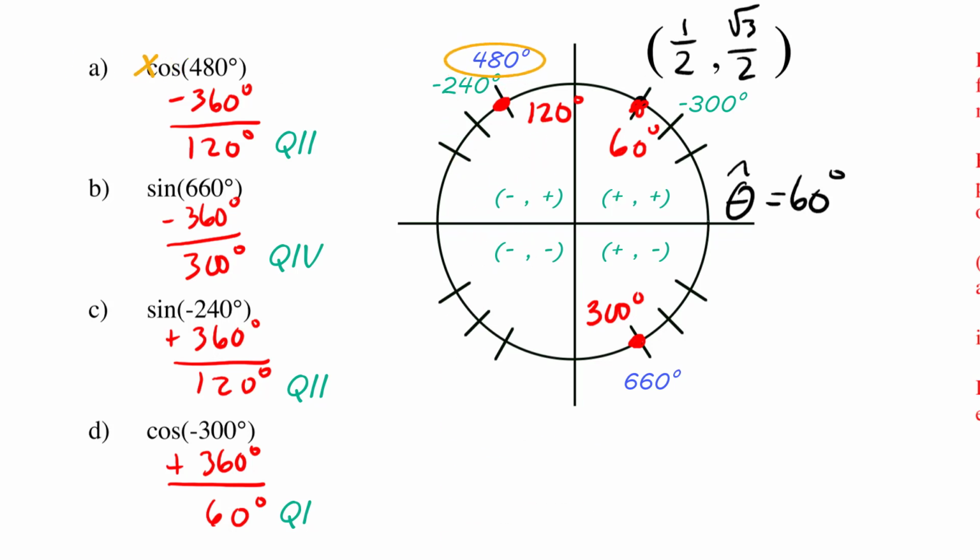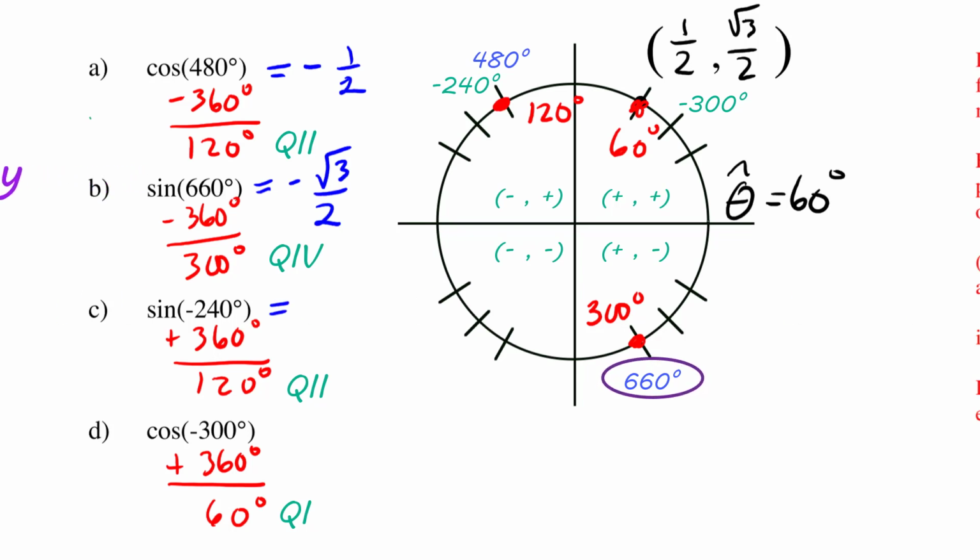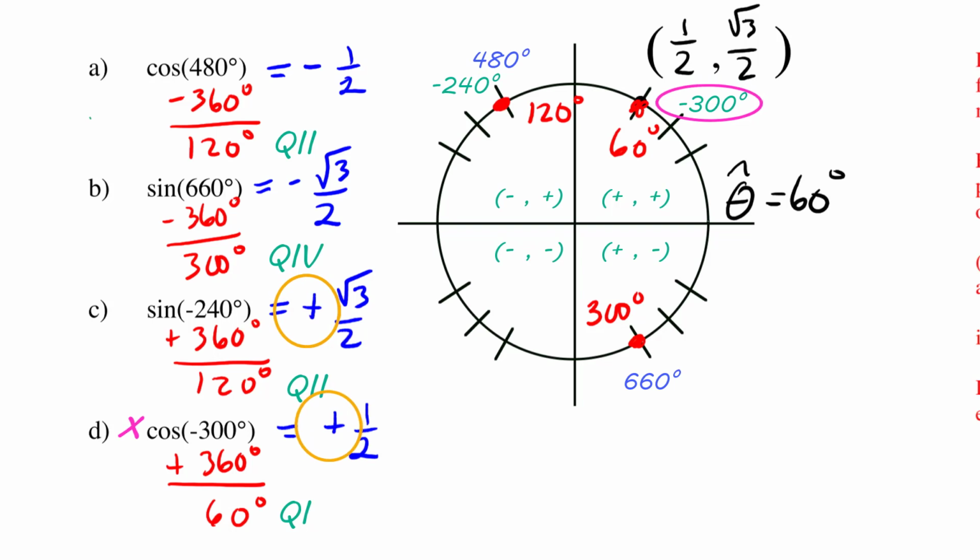So cosine of 480 degrees, let's see, that's at 120. Cosine's negative there. Let's identify the fact that it's negative first, and then look at the value of 1/2 for x. And of course, sine of 660 degrees, quadrant 4, so sine is negative there, and it's the negative y value of radical 3 over 2. Sine, again, y value, this time negative 240 degrees, which is coterminal with 120 in quadrant 2, so sine is positive. And cosine is positive for negative 300 degrees, and notice I'm using the plus sign here to emphasize that they're positive.